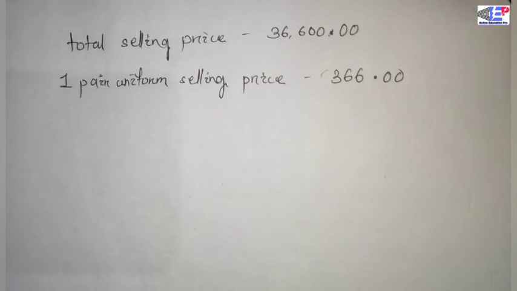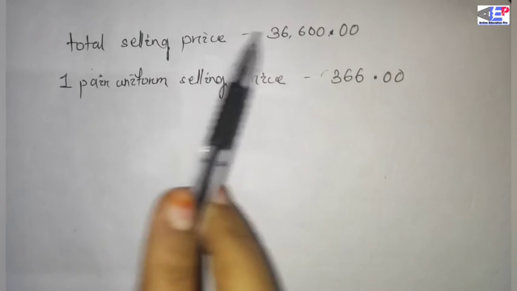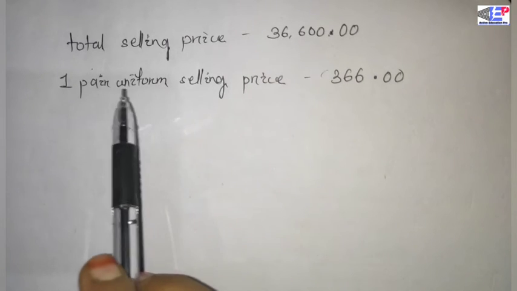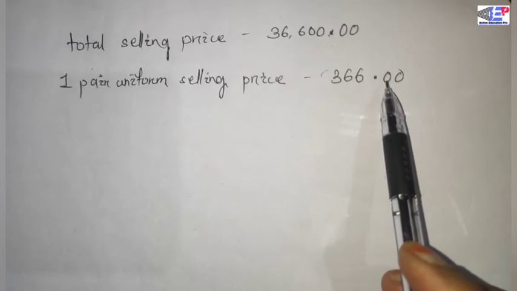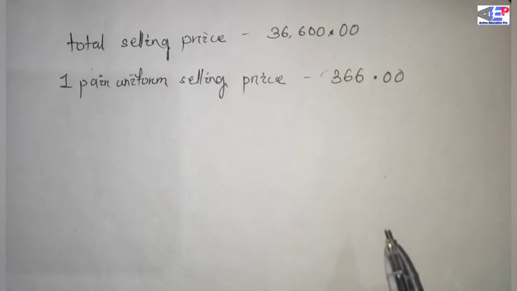Then next we move to our question. How much trouser material did he buy? The total selling price of Hassan is 36,600 and he sells one pair of uniform at 366 rupees. Now we have to calculate the number of pairs. The question asks us to find the amount of trouser material, but first we have to find out the total number of pairs he sells at 36,600 rupees.